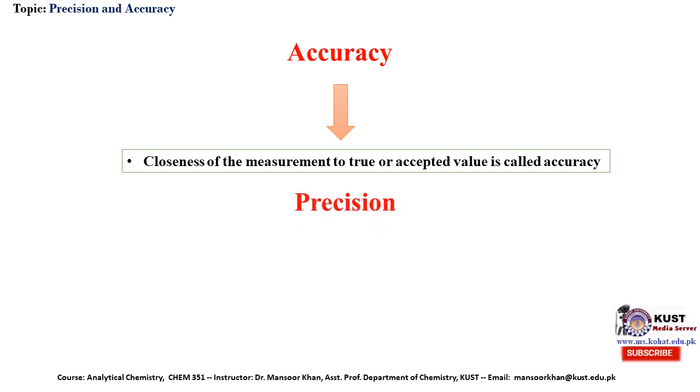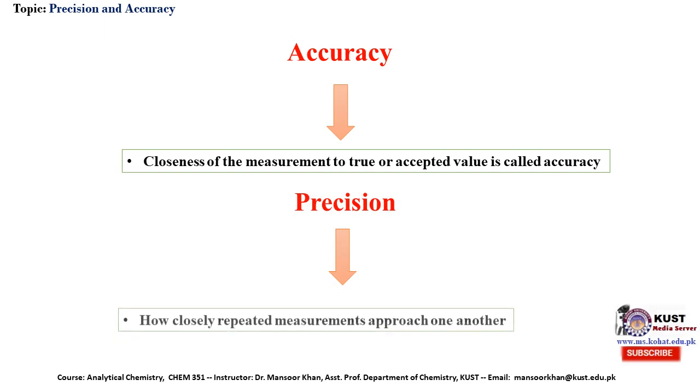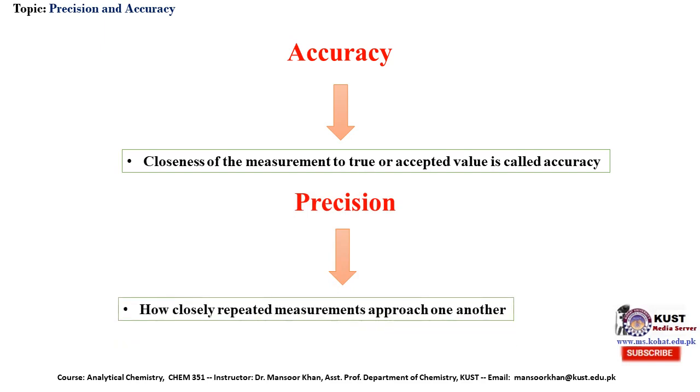While on the other side, precision can be defined as how closely repeated measurements approach one another. As we know, a scientific experiment consists of more than one measurement. So how closely all the measurements are related with each other is called precision.